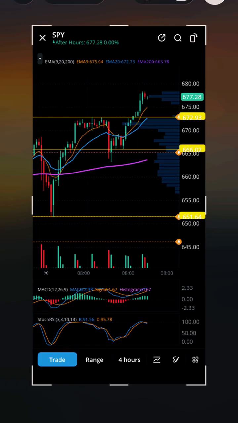The blue line is the 20 EMA. That's the medium-term trend. This is where swing traders pay a lot of attention, because the price pulls back to the 20 EMA a lot and then it bounces. That's often a great place to get in for calls.